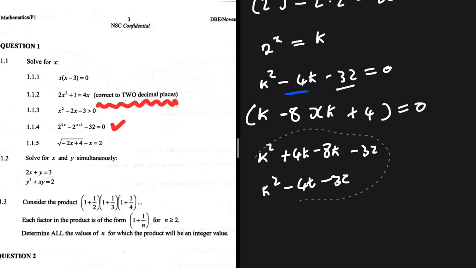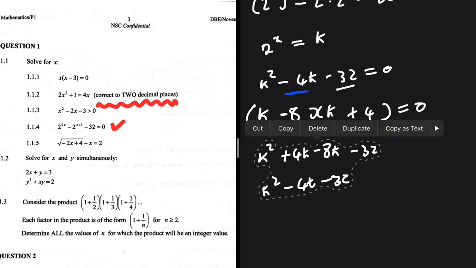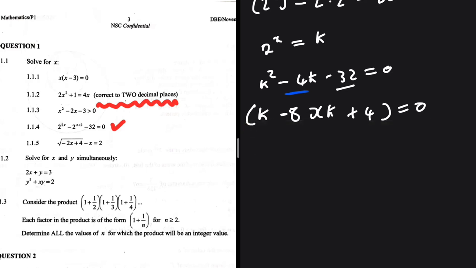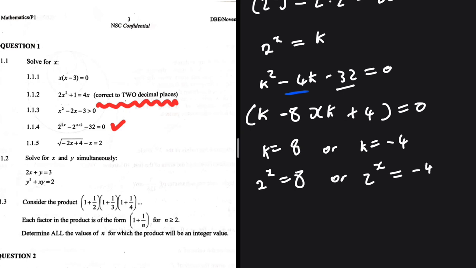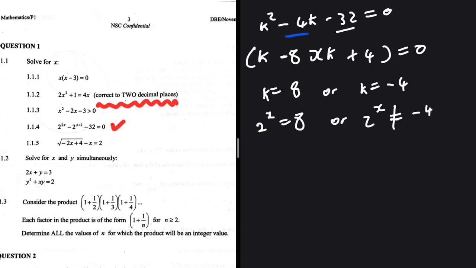So I'm quite convinced that what I've done is correct. That is how you can always check. You can just multiply out and see if you go back to the same thing. So k is equal to 8, or k is equal to minus 4. But we know that k is 2 to the power x. So 2 to the power x is equal to 8, or 2 to the power x is equal to minus 4. Obviously, we know that this is impossible, so we cross it out and forget about it.